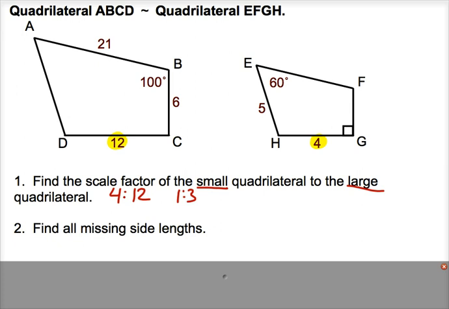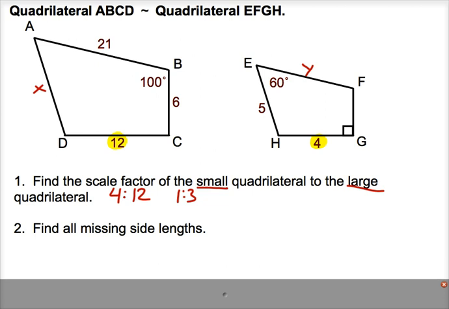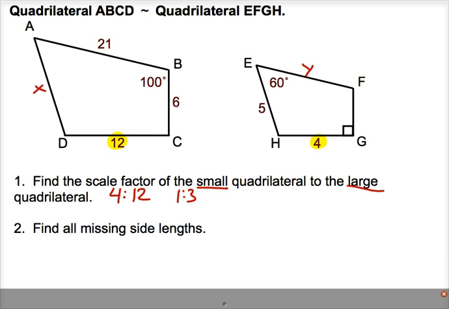Okay. So finding all missing side lengths, I don't know how big AD is, so I can come up here and call this X. And over on the right, I don't know how big EF is, so I'm going to call it Y. And I'm going to just make one large proportion and solve this all at one time. So I know the scale factor of the small quadrilateral to the large one is a scale factor of 1 to 3.